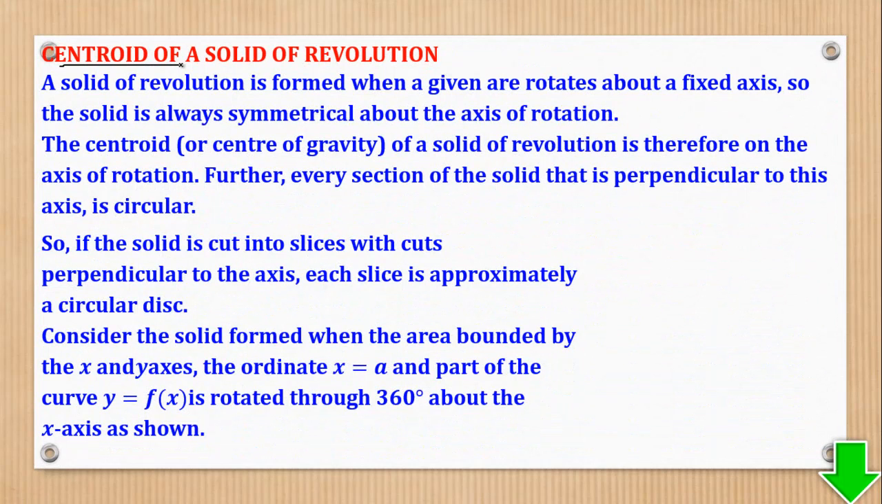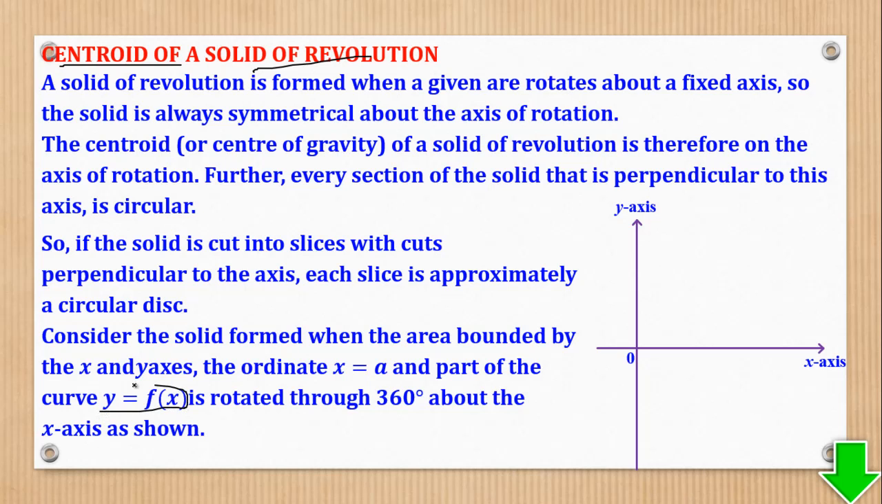So now we shall go to centroid of a solid of revolution. So these are the same things that are covered in Math 1, but they are also examinable in Math Part 2. That's why we shall repeat them. So in Math 1, what is common is calculating the volume of a solid of revolution. But here we are interested in the centroid of a solid of revolution.